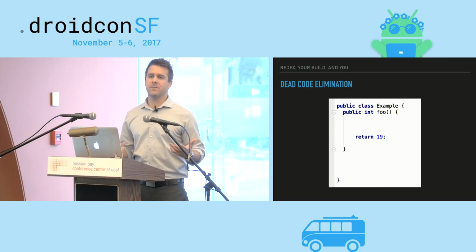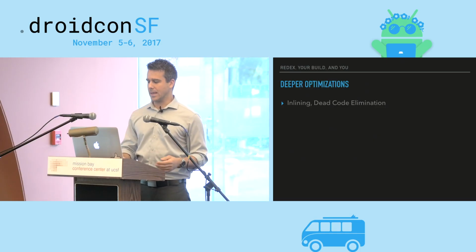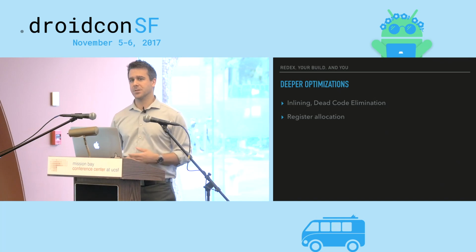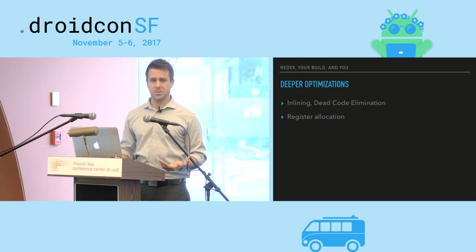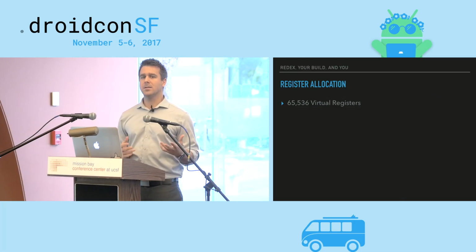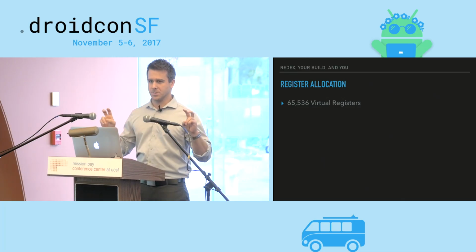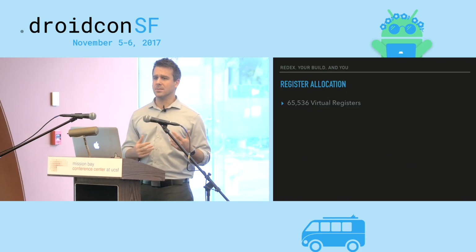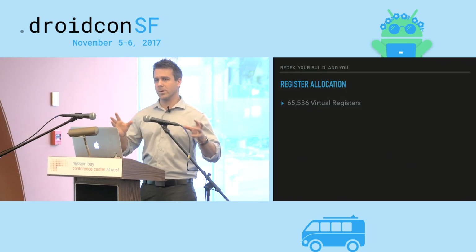But this is a fairly common optimizer thing, so I'm not going to go too much into that. Register allocation, on the other hand, is something that ProGuard can't do because, again, JVMs are stack-based virtual machines. Dalvik is a register-based virtual machine. And registers are important because in Dalvik or in ART, you have 65K virtual registers. That basically means that any method can refer to 65,000 individual memory locations at once.